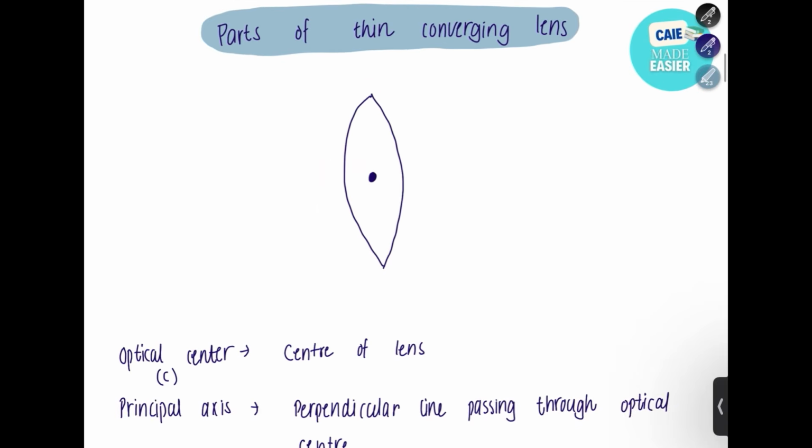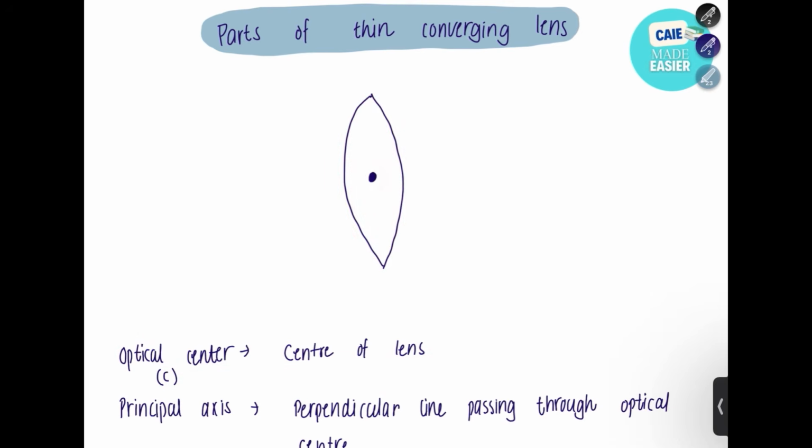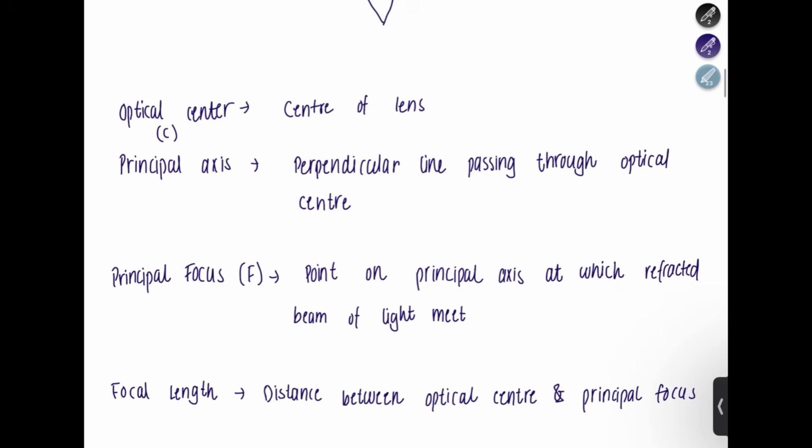Let's start. This is your lens, okay? And this has an optical center. Optical center, or C, is basically the center of your lens. Now, what is the principal axis? It's basically a perpendicular line that passes straight through the optical center. So this is something like this. This is the principal axis. Now, what is the principal focus? Principal focus is the point on the principal axis at which refracted beams of light meet, okay?